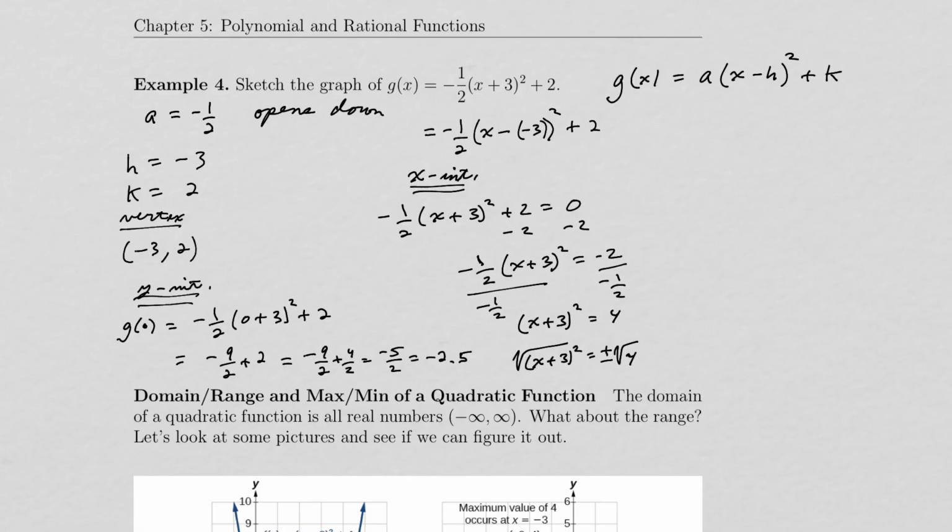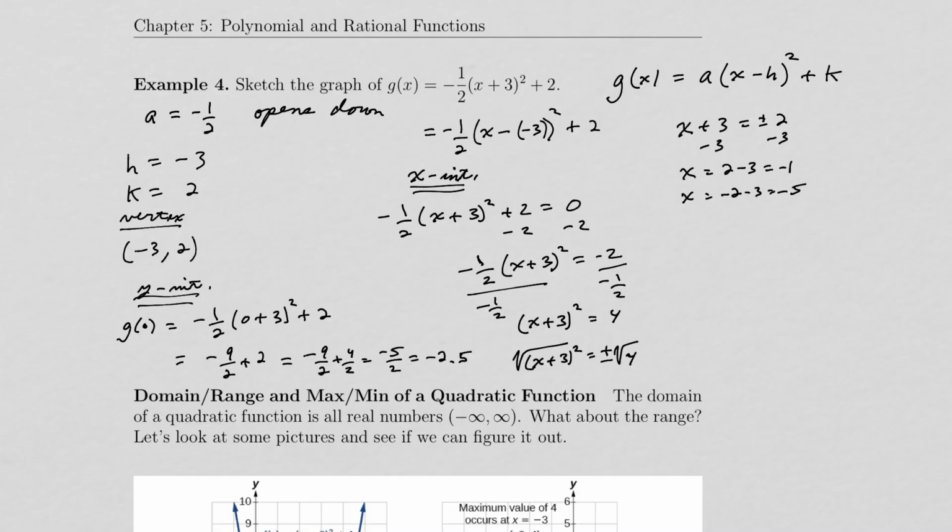So I'll go up here to finish it. So now I have x plus 3, right? So the square root of (x plus 3) squared is just x plus 3. And that's got to equal plus or minus the square root of 4, which is actually just 2. Then I'll subtract 3. So it looks like one possibility is x equals 2 minus 3, which is -1. And the other possibility is x equals -2 minus 3, which is -5.